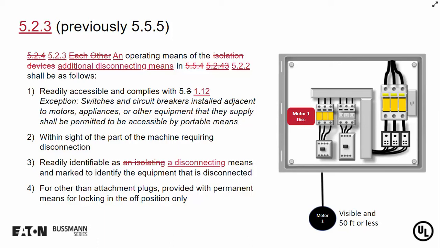So here we have that disconnect that's there on the left in the panel is for motor 1. And then for other than attachment plugs, provided with permanent means for locking in the off position. So our CCP has a lockable mechanism that can be used to serve that purpose.